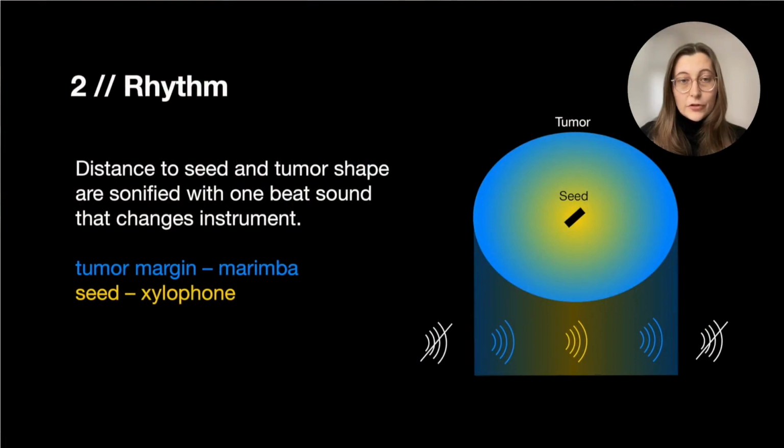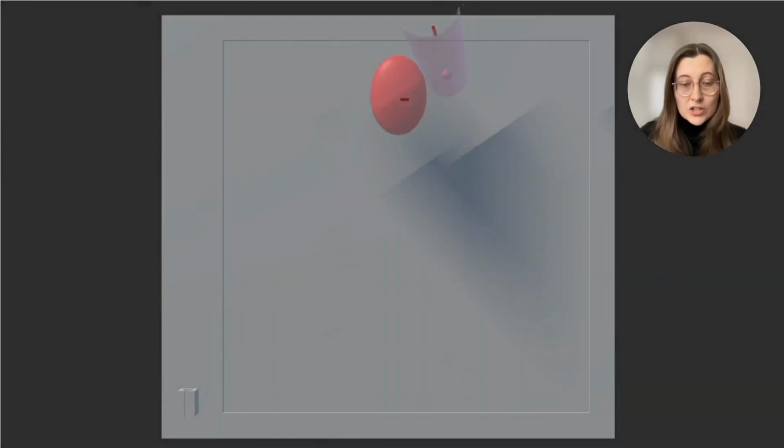Then we tested the first of the 2 sonifications, rhythm. Here the distance to the seed and the tumor margin are sonified with a beat sound that changes instrument. A xylophone sound is played when above the seed, and a marimba sound is used to indicate the tumor margin.